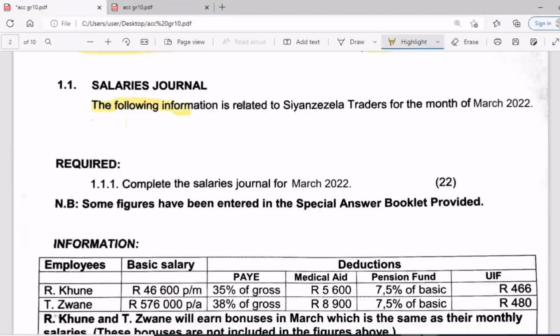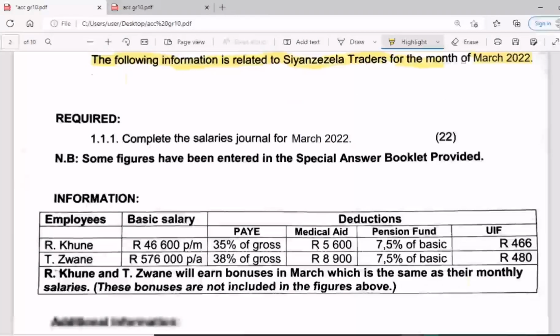The following information is related to Siyazenzela Traders. So the name of the business in question here is Siyazenzela Traders for the month of March 2022. Remember that the salaries journal is prepared on a monthly basis. So the journal that we're going to be preparing here is for the month of March. Take note of that.